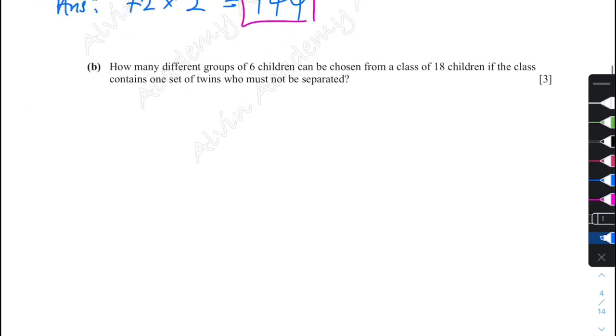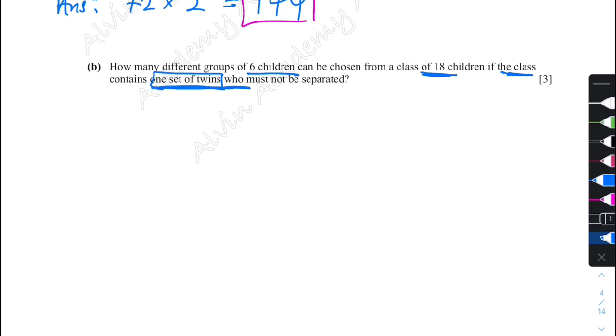All right, now it says how many different groups of 6 children could be chosen from a class of 18 children if it has to contain one set of twins. Wait, I think I'm reading it wrongly. How many different groups of 6 children can be chosen from a class of 18 if the class contains at least one set of twins?